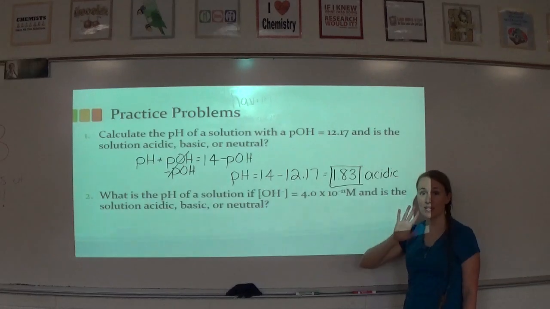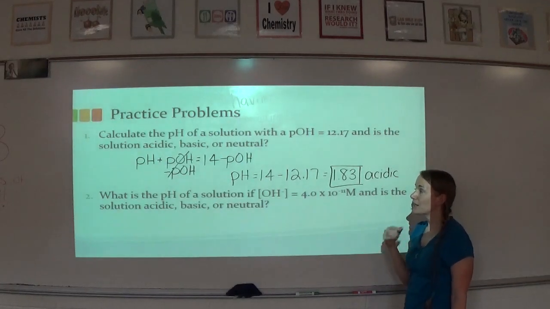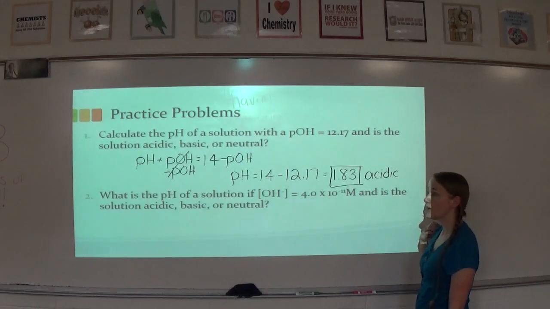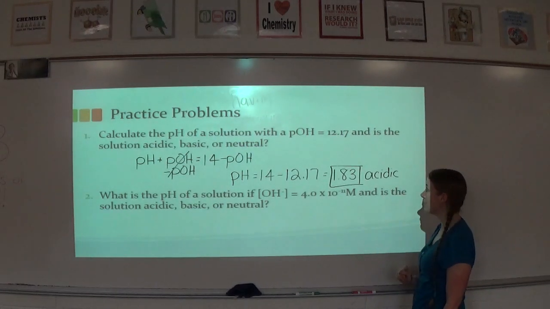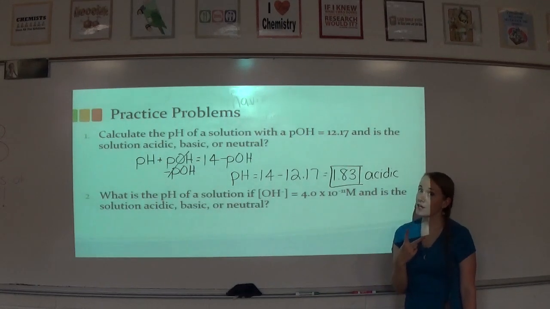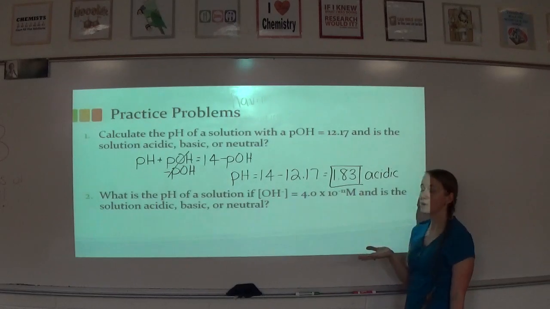Try the bottom one. I'll give you a hint. It's a two-step. Try the bottom one, and then we'll look at it together. So it says, what is the pH of a solution if OH- is 4 times 10 to the negative 11 molar, and is it acidic, basic, or neutral? Alright, so remember we have two options of how to go. I'm going to pick one pathway, but if you went the other pathway, that's fine. You should still get the same answer.